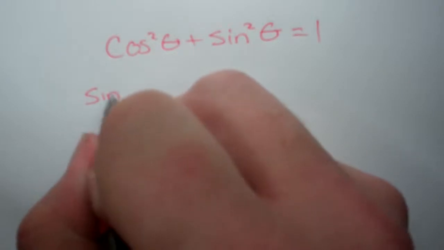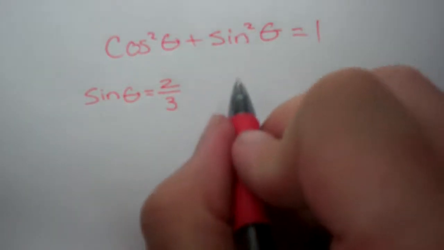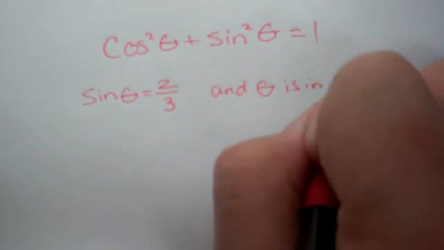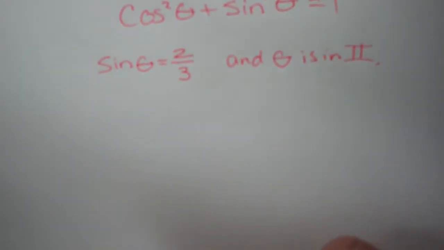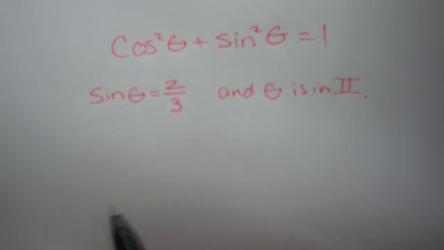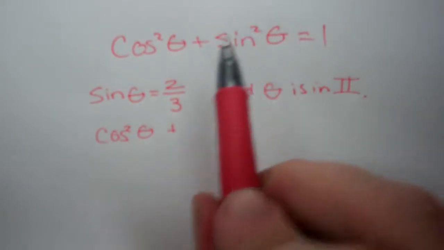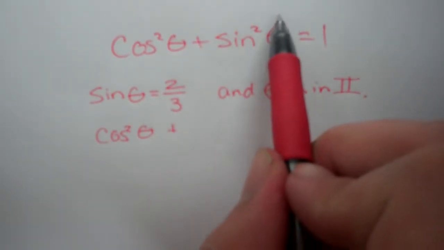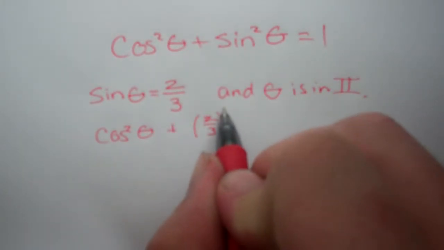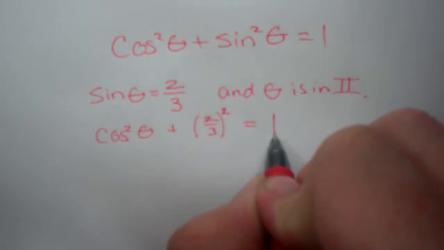Let's say that the problem tells us that the sine of theta is equal to 2/3, and theta is some angle in the second quadrant. How can we use this information to find the cosine of theta? Let's try. So cosine squared theta plus sine squared theta. Well, sine of theta is 2/3, so I'll substitute it and then square it, because in the formula it's sine squared theta. All of this must be equal to 1.